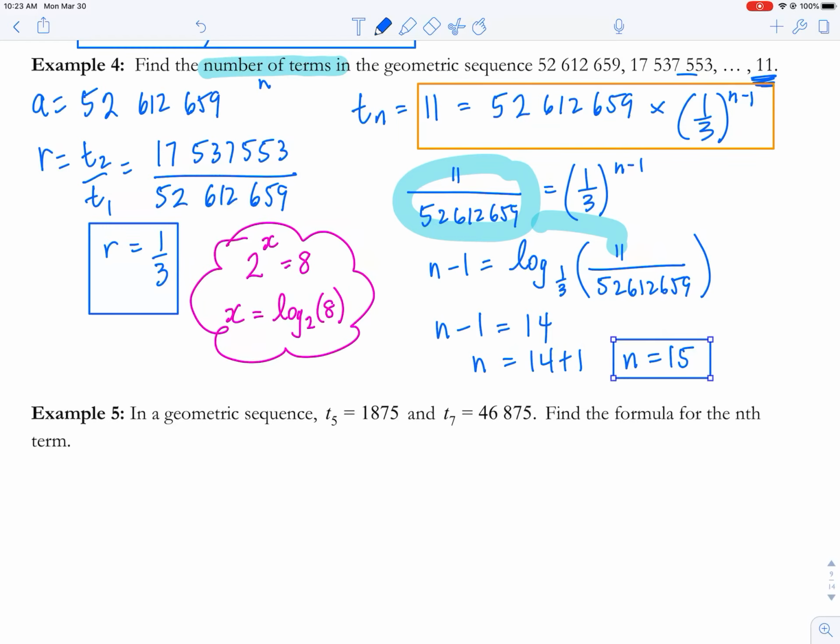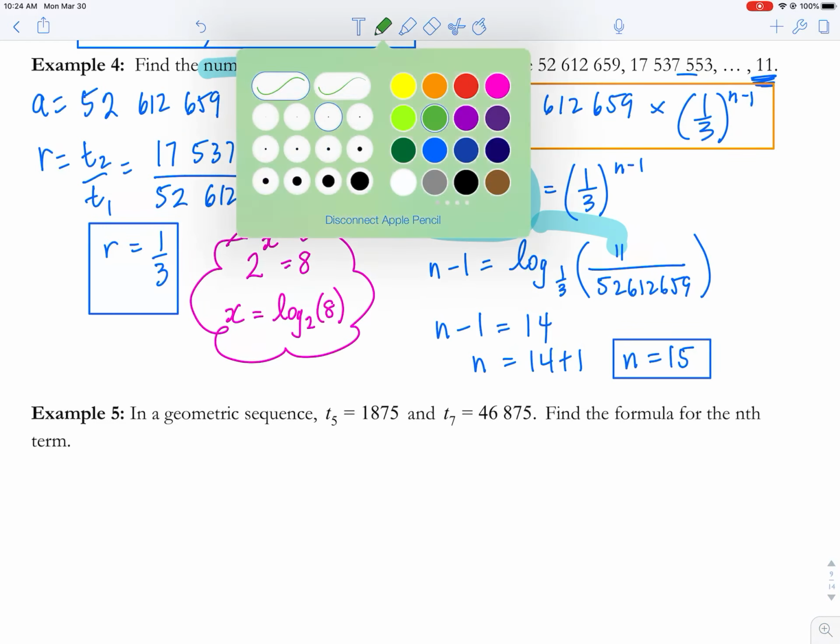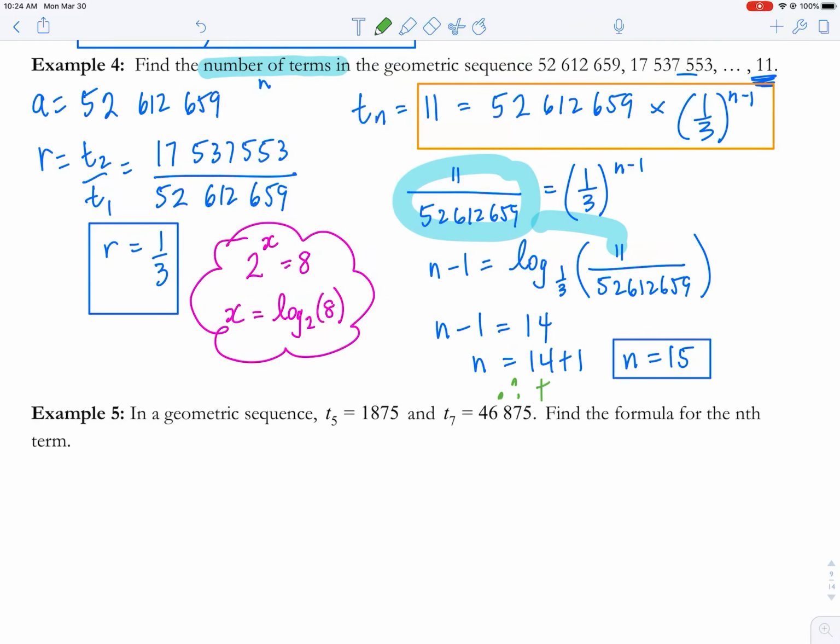So therefore, there are 15 terms in that particular sequence.